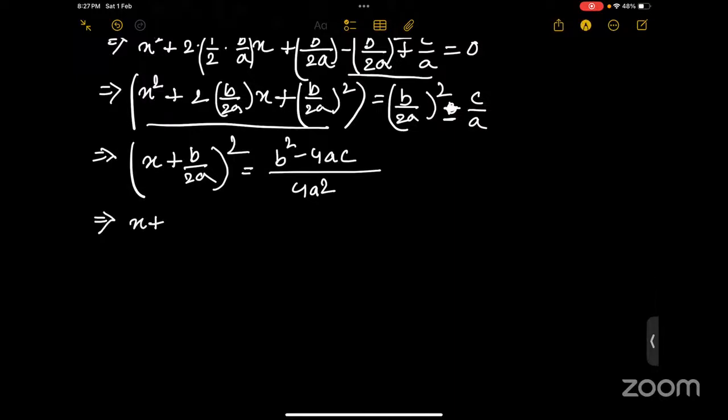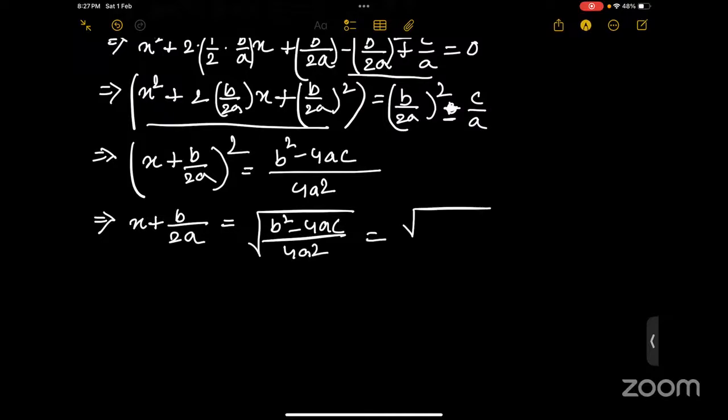Now we can take the square root on the opposite side. So we will get x plus b by 2a equals root over b squared minus 4ac, by 2a.